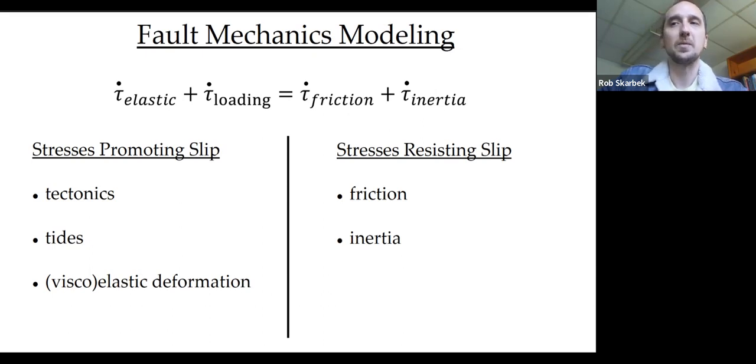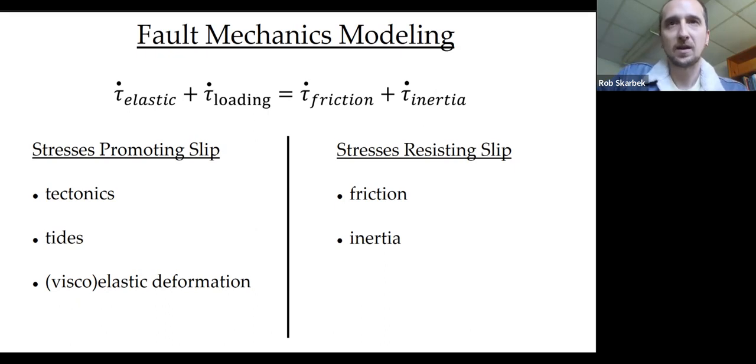There are stresses that promote sliding from tectonics or tidal loads, and also the stress caused by elastic or viscoelastic deformation in the material around the fault. And there are stresses that resist sliding, mainly friction, or some combination of friction and viscous flow if the temperature is high enough, and also inertia. So all my work goes into studying these different stresses and then using this stress balance equation to do simulations of fault motion.